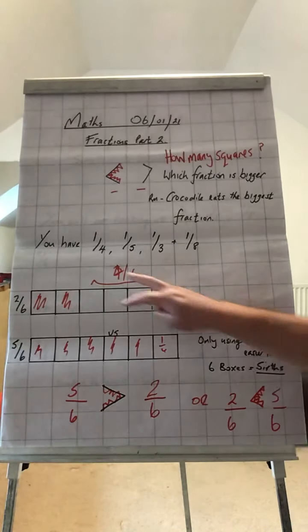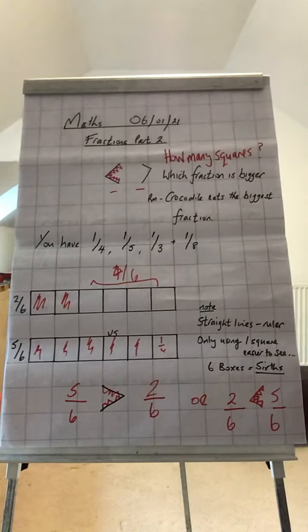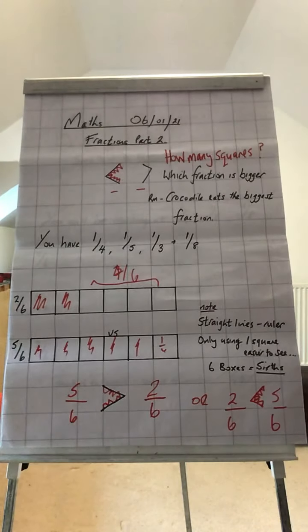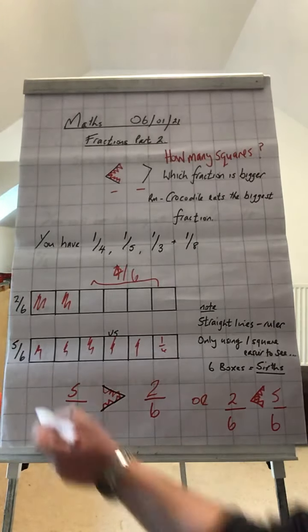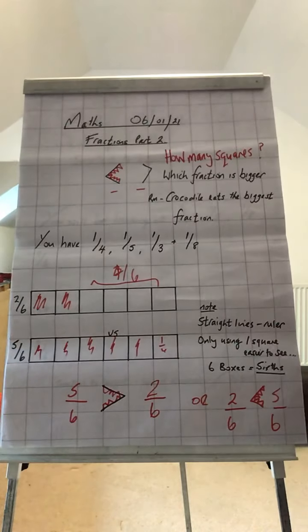So have a go at that. You've got quarters, fifths, thirds, and eighths, and I think I have included a fraction rule just to help you. Just to remember, the number on the bottom, the denominator, tells you how many equal amounts you've got to make up the whole one, and the top number, the numerator, tells you how many you need to colour in or how many you have. I have 2/6 in the first picture, 5/6 in the second picture, so therefore 5/6 is greater than 2/6.